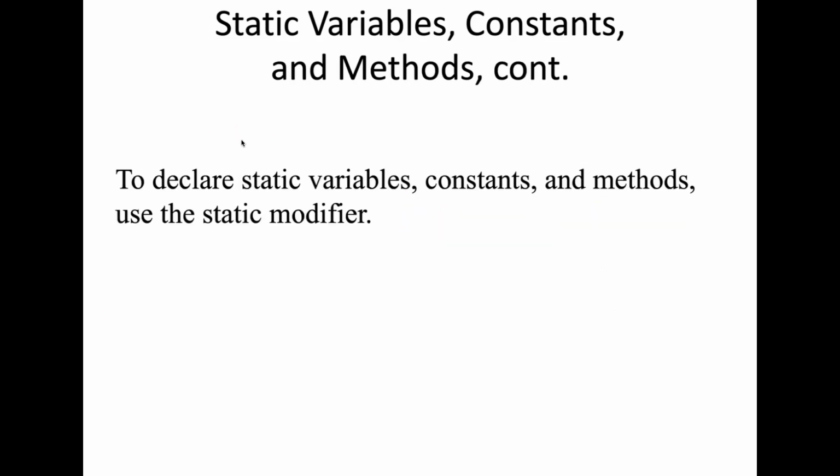Fields or methods could be declared with a static keyword in front of them, making them static variables, constants, or methods. When a static modifier is used, that means there's only one copy of them in memory at runtime, and they are shared among all instances of the class. Let's look at some concrete examples.